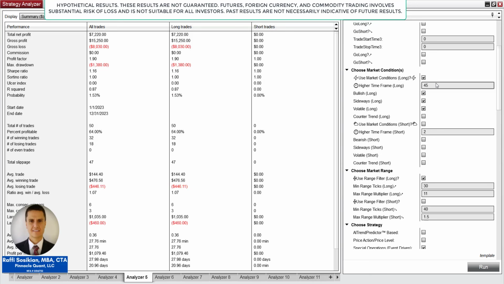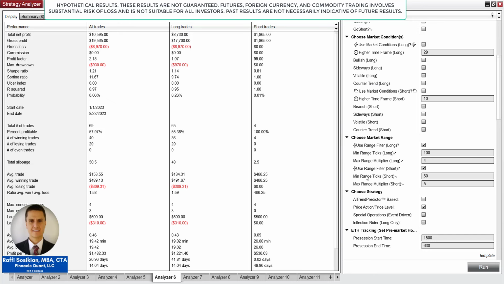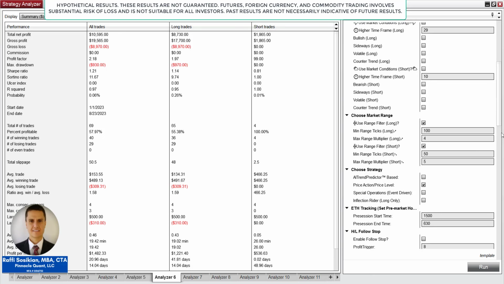Take a look. So this one has market conditions. Those are the trades. This one does not have market conditions. Those are the trades. But this one has a different market range than this one does. Okay? Does that make sense? All right. So let's keep going here.